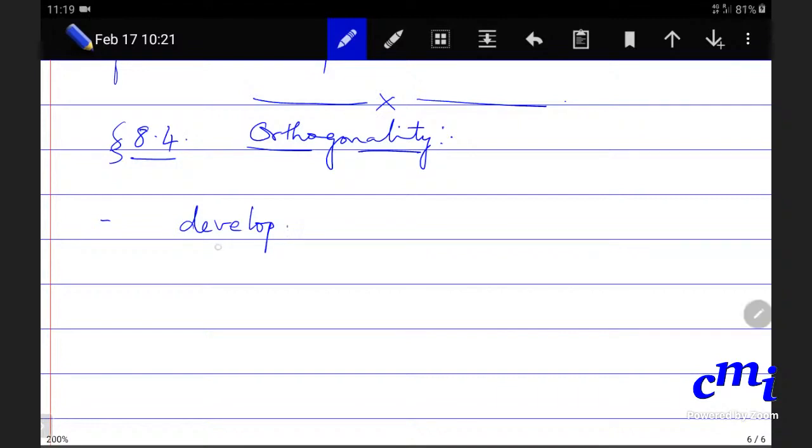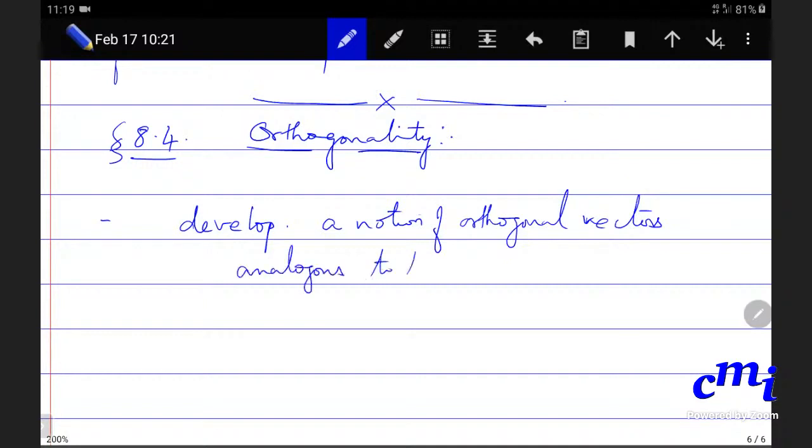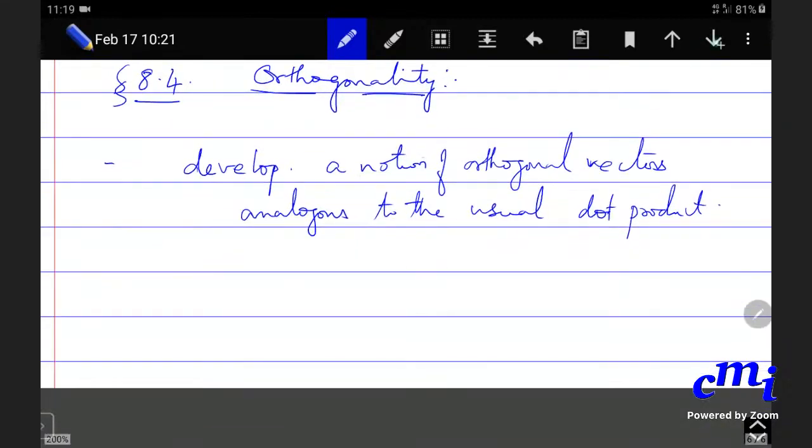So a notion analogous to the usual dot product that we have. That's the aim of this section.